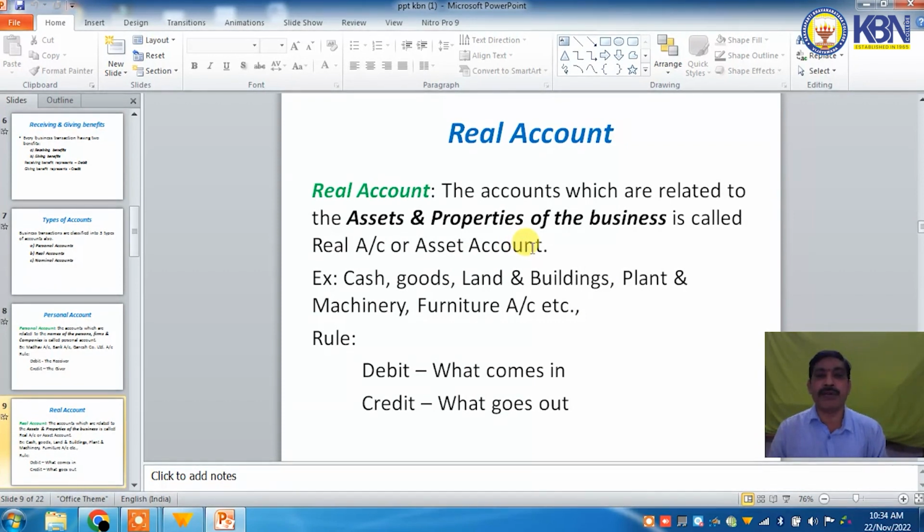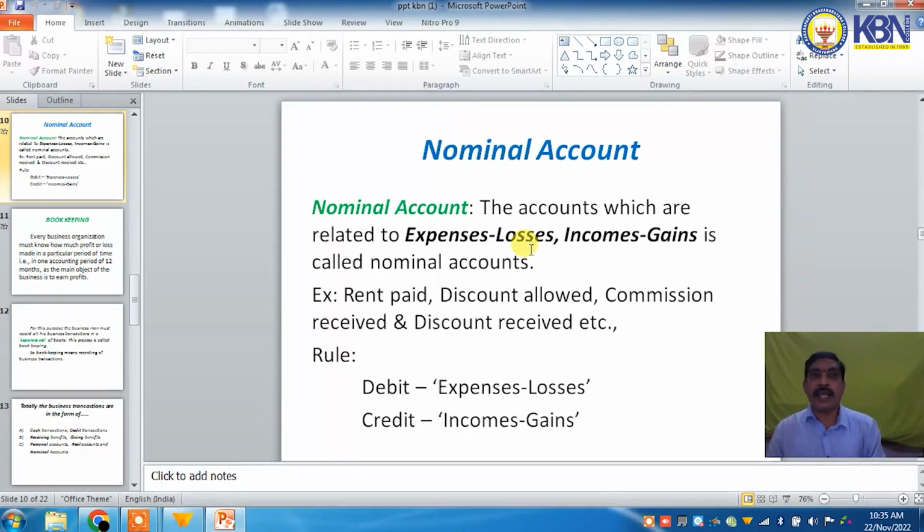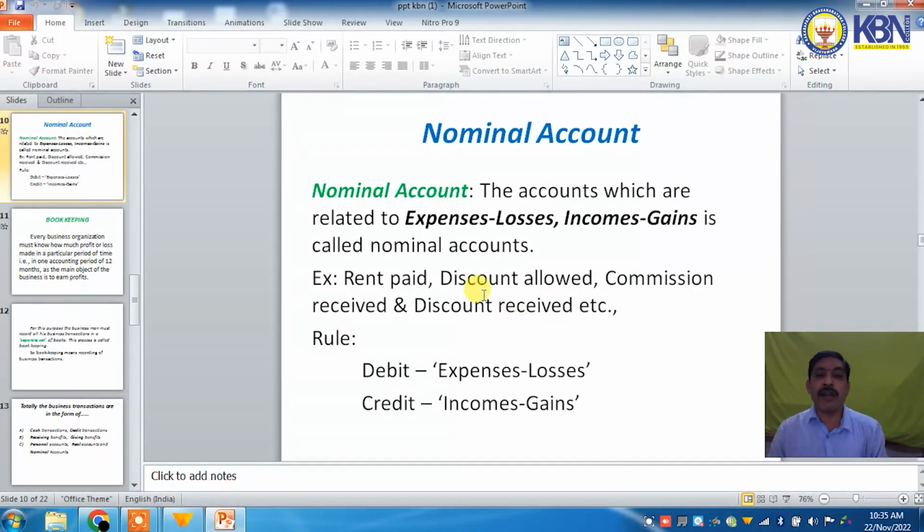And then the third account, nominal account. The accounts which are related to expenses, losses, incomes and gains are called nominal accounts. Example: rent paid is an expenditure, discount allowed is a loss, commission received is an income, discount received is a gain. What about the rule? Debit all expenses and losses and credit all incomes and gains.